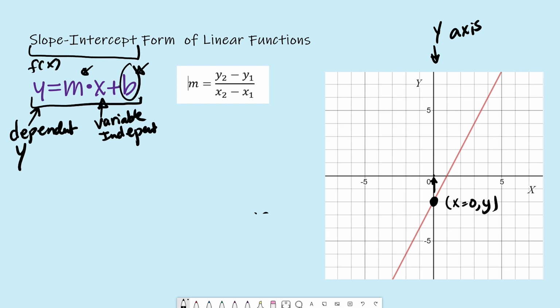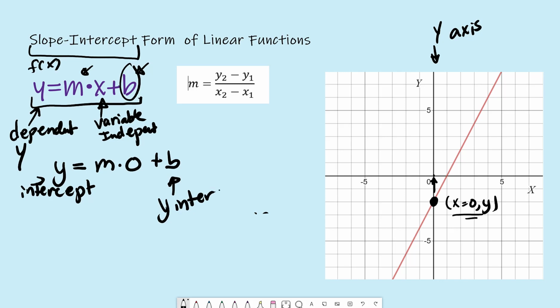Now, if we use this point in our slope-intercept form, we can write y equals m times 0, because we're at the intercept, plus b. This is where the graph cuts into or intersects the y-axis. What this means is that b is our y-intercept. Okay, so b is our y-intercept. We understand that. Now let's look at our m.